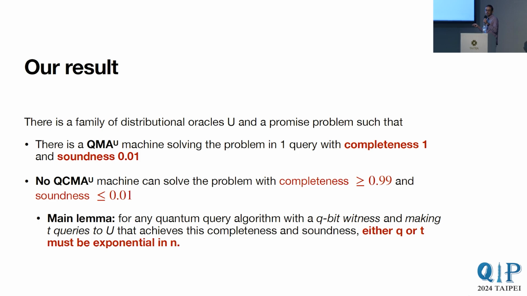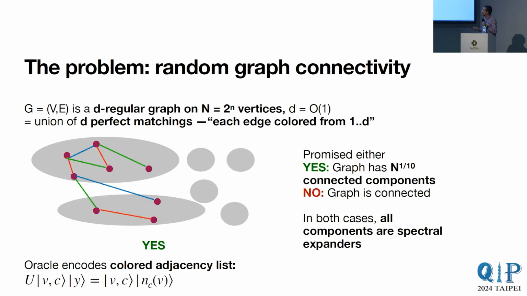Okay, so now we move on. I have to tell you what the construction is, like what actually is the language, what are the things in the oracle that we're going to use to separate QMA from QCMA, and then I'll say one or two words about the techniques of the proof. So the language is going to be the following.